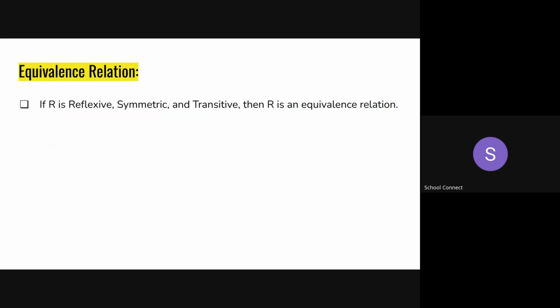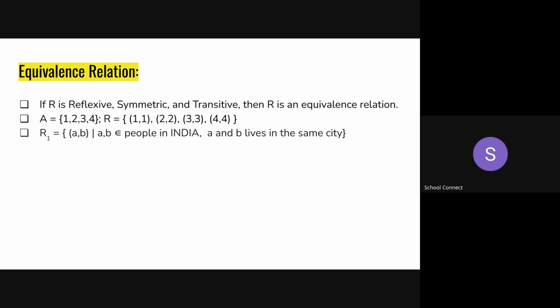Yeah. Finally, equivalence relation, as you all know. So if R satisfies all three, then R is an equivalence relation. So this particular identity relation, which we discussed in the last session, satisfies all three properties. Therefore, this relation is an equivalence relation.